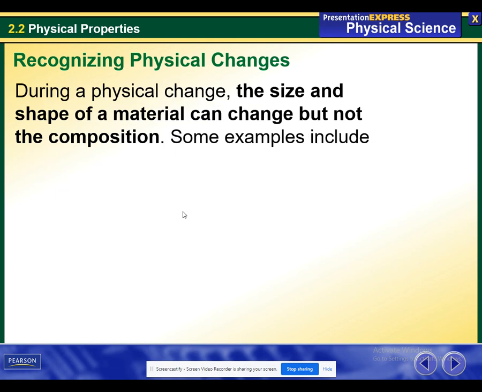So during a physical change, the size can change. For example, you can cut a paper in half. It's still paper. And the shape can change. So maybe I shape Play-Doh into a ball. So there I'm changing shape. But again, my composition does not change. It's still Play-Doh.